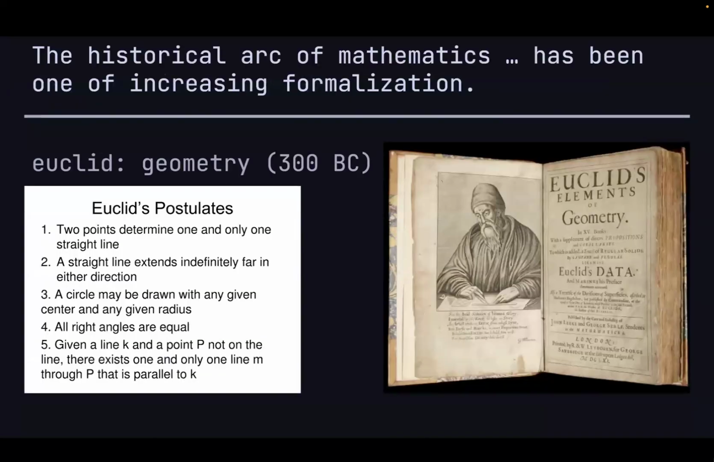So the history, this is a quote from the paper: the historical arc of mathematics has been one of increasing formalization. We started historically around Euclid with geometry, and Euclid's postulates are basically five assumptions about geometry. If you actually follow through them, they aren't necessarily statements as they are construction rules for geometry. And so it's like, two points define only one straight line is telling you how to make a straight line using two points.